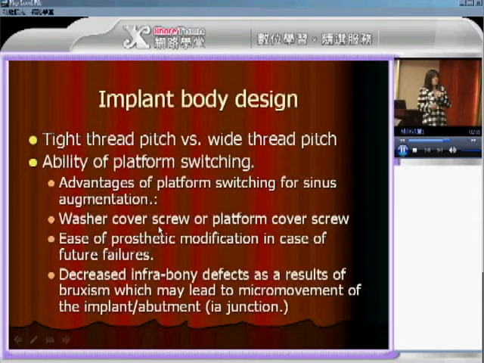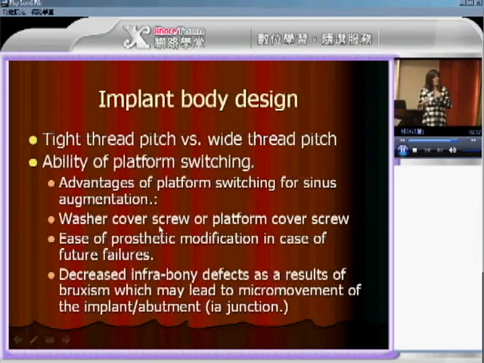And sometimes if you have any kind of failure after it's been loaded, sometimes if the occlusion was high, or maybe it was fibro-integrated, or maybe you didn't realize the implant was not fully osseointegrated and you had restored the case, and about 3 to 4 to 6 months later you have a failure of osseointegration of that implant, but you had just already made the prosthetics, the abutment and the crown.